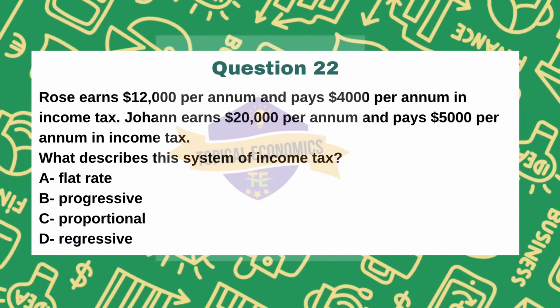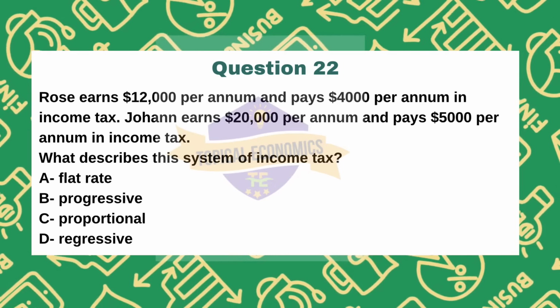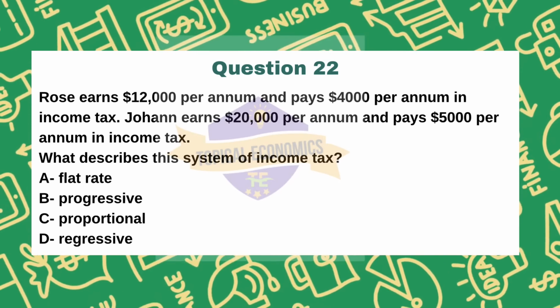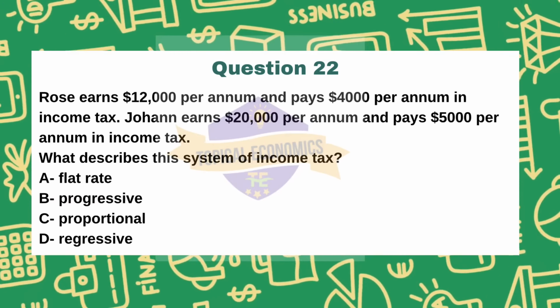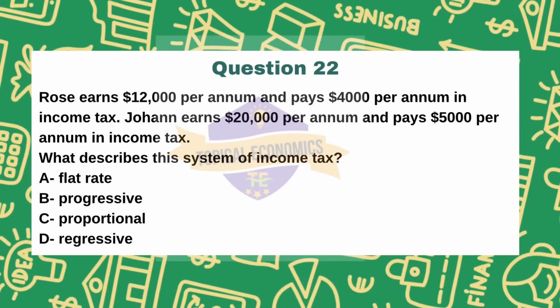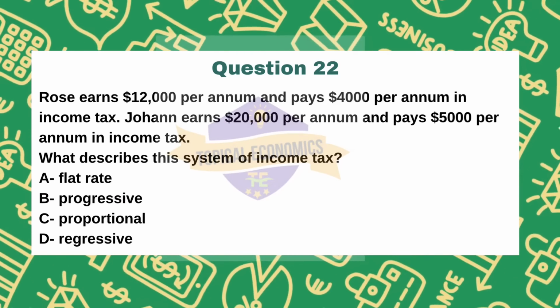So, the correct answer for this question is option D, regressive, because lower income individuals, like Rose, are paying a higher effective tax rate than higher income individuals, like Johan.